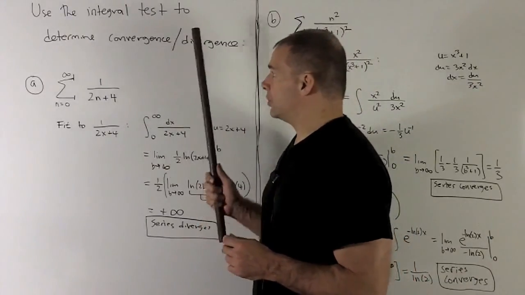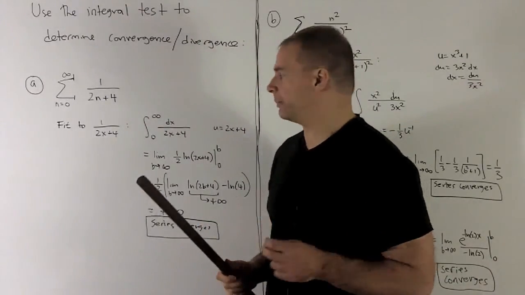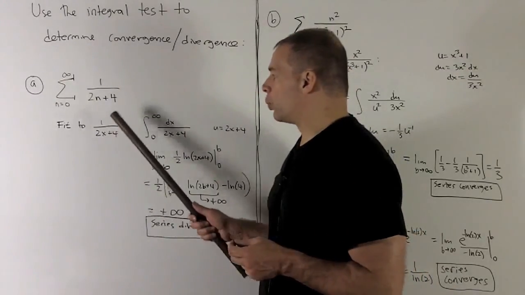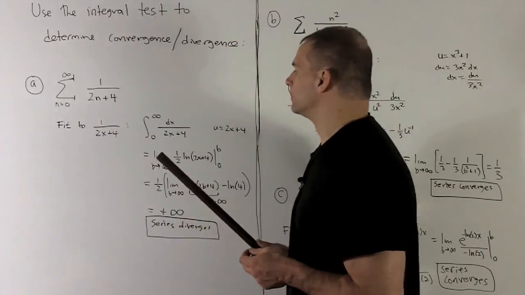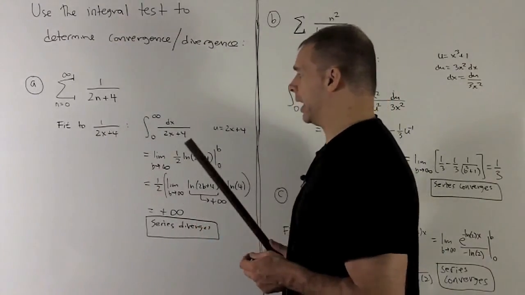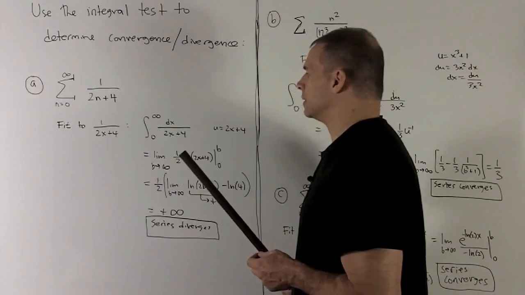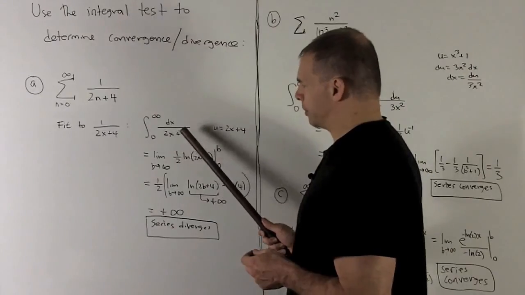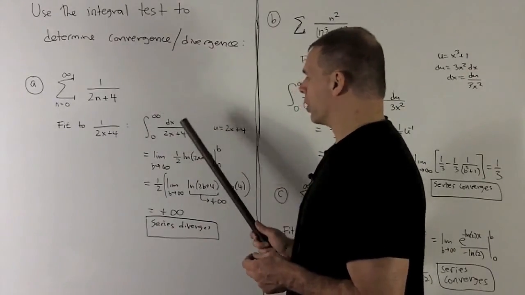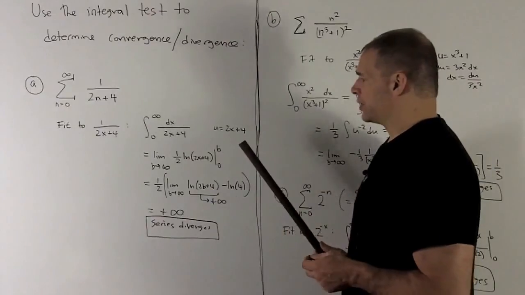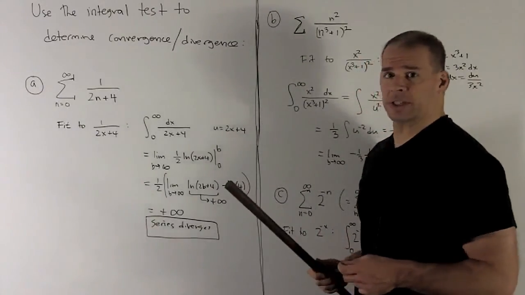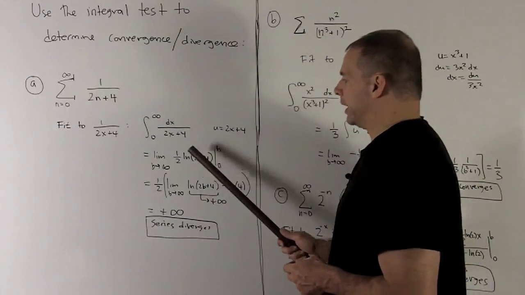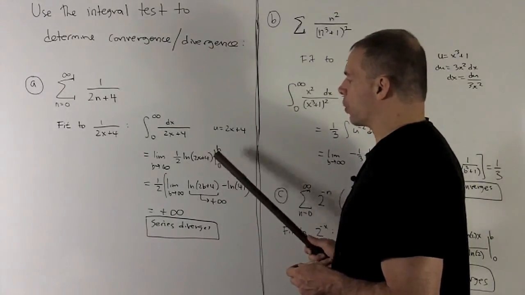So what I'll do is, to use the integral test, I have to fit that to a function, positive, decreasing, and continuous. So I'm going to use 1 over 2x plus 4. That'll fit the bill. Let's take a look. I'm going to go from 0 to infinity, dx over 2x plus 4. Okay, that's the improper integral. So the way we're going to solve this is to let u be equal to 2x plus 4 and just complete a u substitution. Once I do that, the antiderivative will be 1/2 natural log of 2x plus 4.